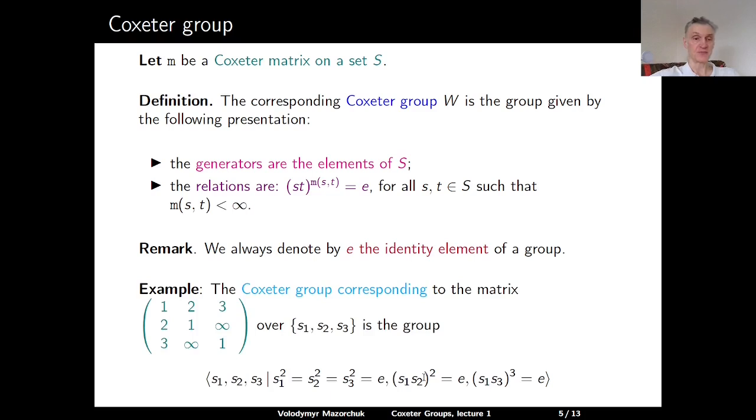So for example, we had that matrix on the first slide, 1, 2, 3; 2, 1, infinity; 3, infinity, 1. That was a matrix over a 3-element set, s1, s2, and s3. And the corresponding Coxeter group is the group which is defined as follows. So the generators are s1, s2, and s3. And the relations are s1 squared is equal to s2 squared is equal to s3 squared is equal to the identity. Then (s1 s2) to the power 2 is the identity, that's this 2. And (s1 s3) to the power 3 is the identity, that's this 3. And the first relations correspond to the ones on the diagonal.